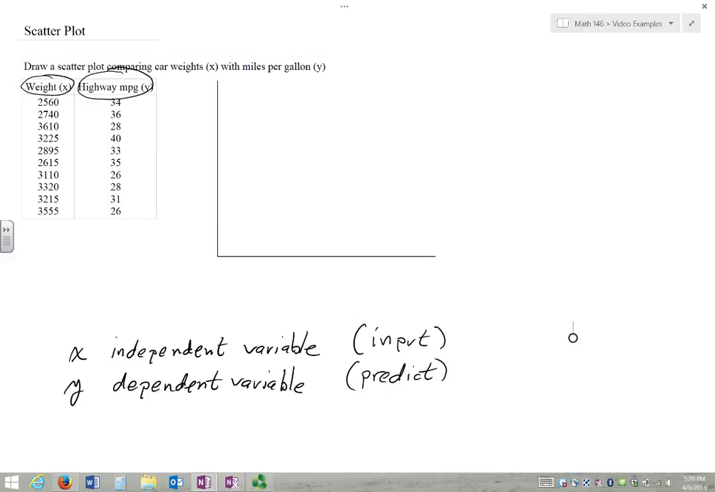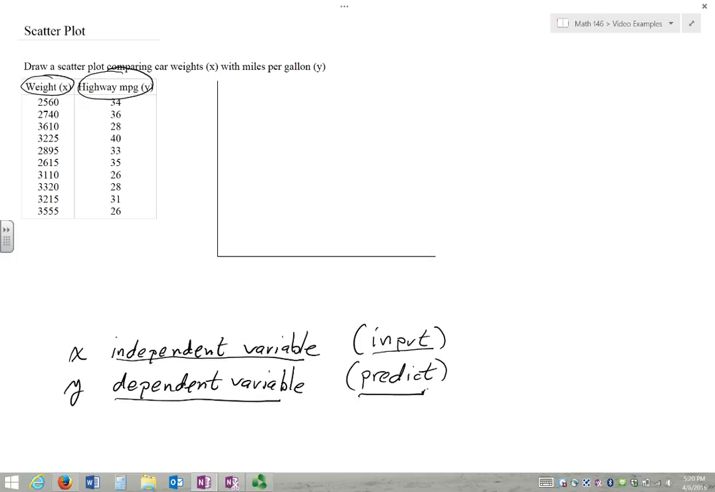Draw a scatter plot comparing the weight of a car, X, with the miles per gallon, Y. So what we have to look at first is how do we know what's going to be our X and Y in general? Generally speaking, X is what we'll call our independent variable. It's what we're inputting. Whereas the Y is our dependent variable because that's what we're trying to predict.